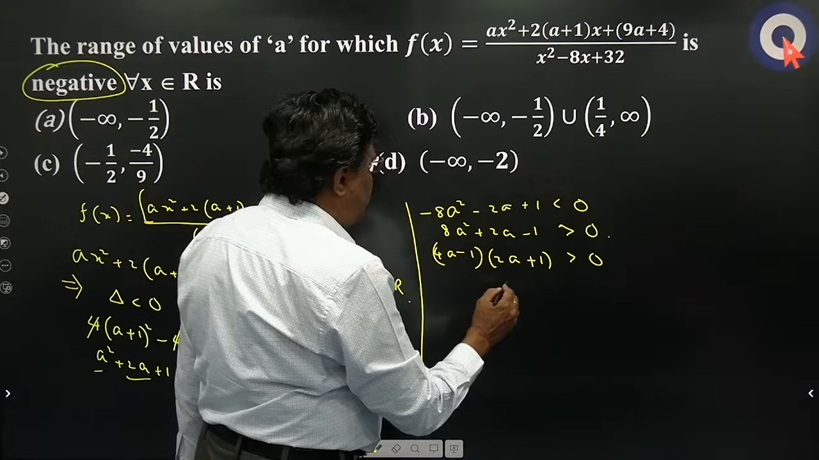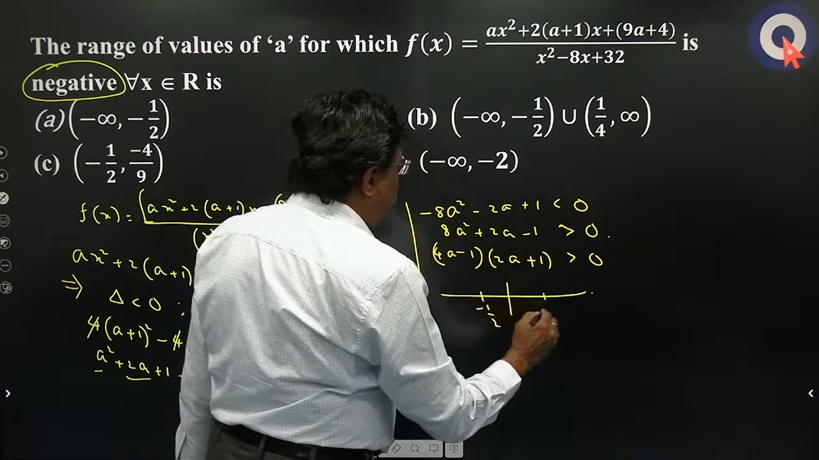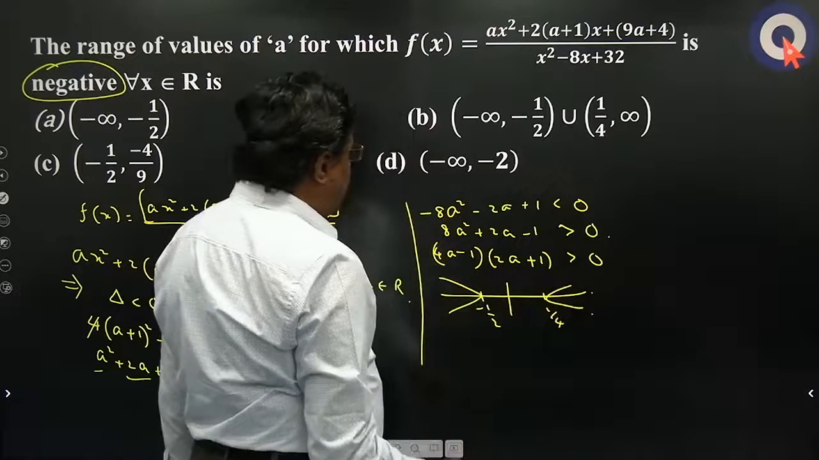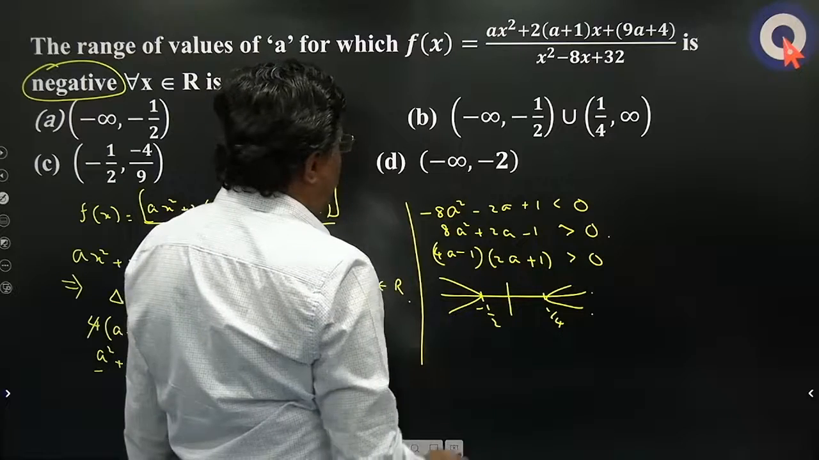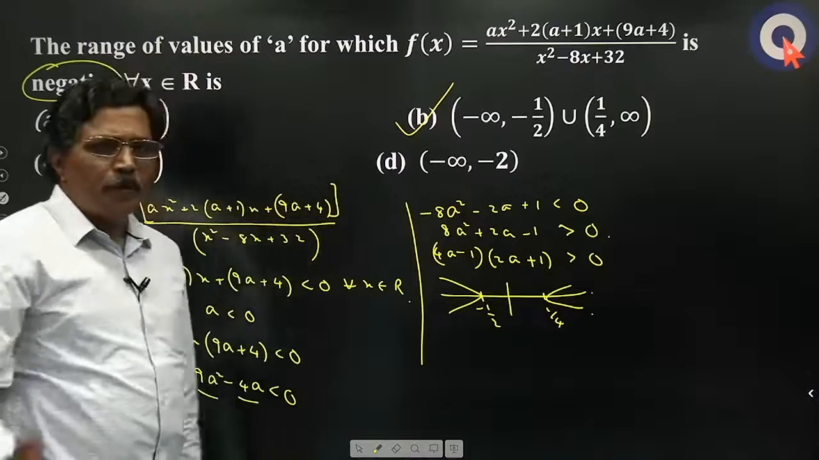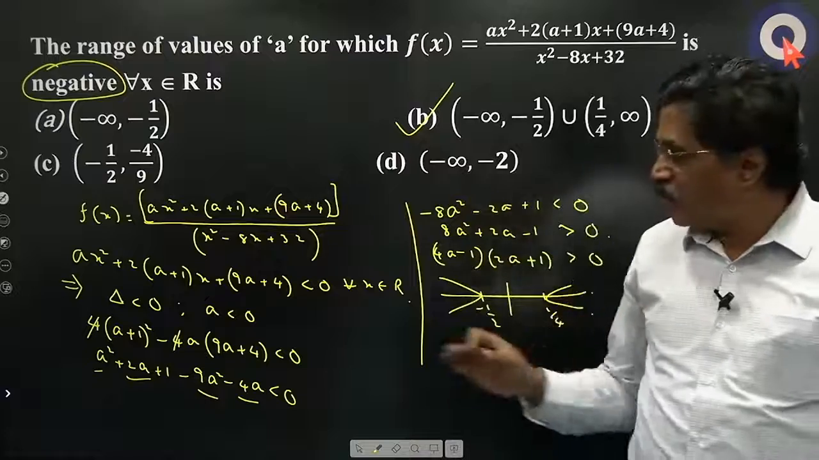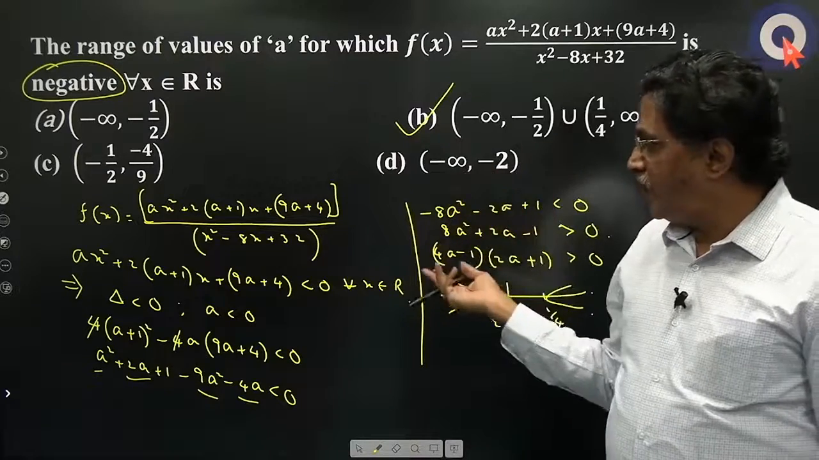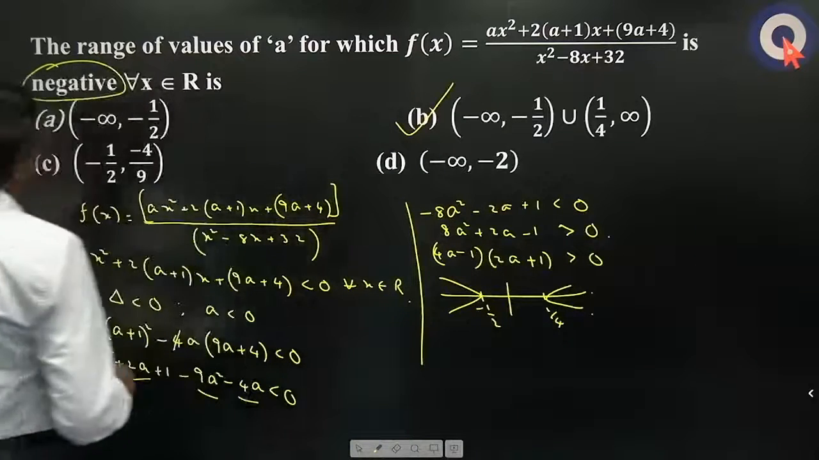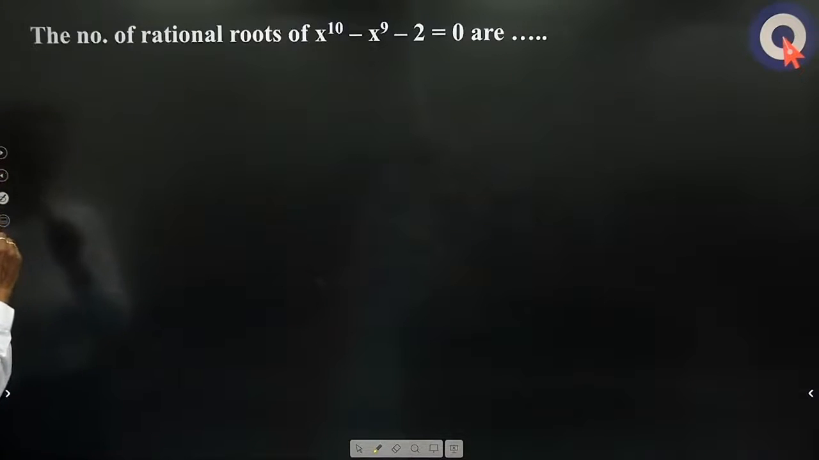So that means a will not lie between minus 1 by 2 and 1 by 4. So that means it has to be like this: minus infinity to minus half and 1 by 4 to plus infinity. So this option comes correct. Quite a simple problem because you are taking just one condition, which is delta less than 0 for the numerator, as the denominator is anyway positive all the time. All right.